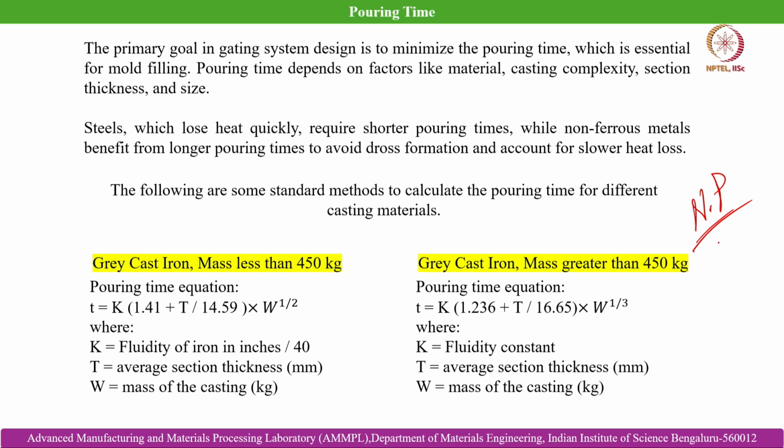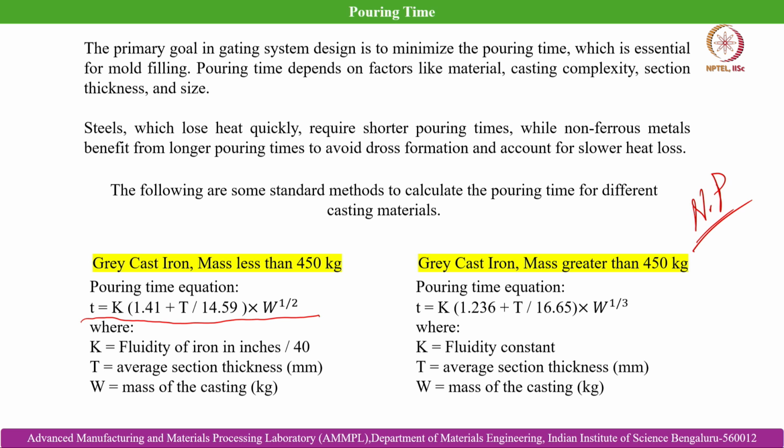For example, for grey cast iron with mass less than 450 kg, the empirical formula to estimate the pouring time is depicted here, which is equal to K (1.41 + T/14.59) W^(1/2), where W is the mass of the casting, T is the average section thickness, and K is the fluidity of iron in inches divided by 40.